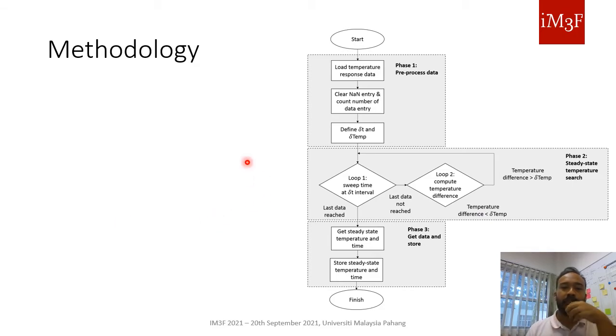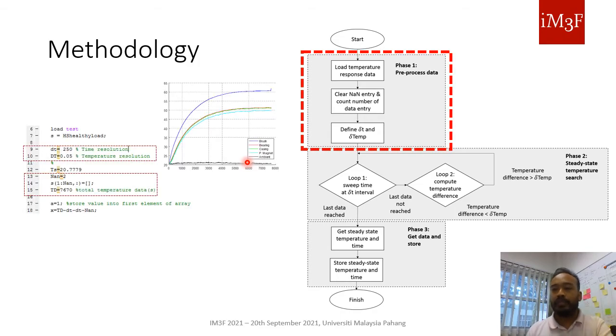So in terms of the algorithm, I'll explain briefly. We'll go through the algorithm. It consists of three main phases. The first phase is pre-processing the data. It means that we'll read the data, and then we'll define the intervals that I've mentioned just now that characterize the algorithm: the time interval and temperature resolution.